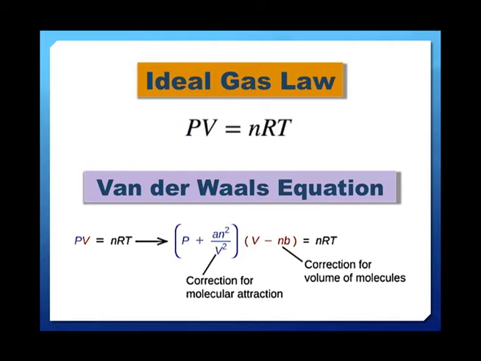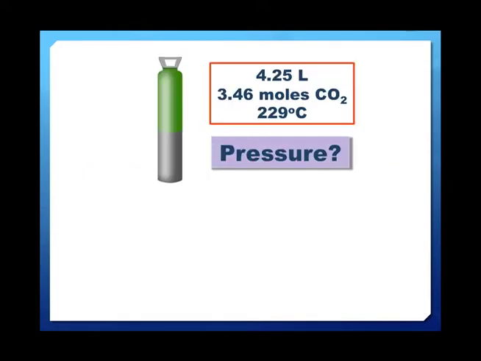But why don't we go ahead and do a calculation with each of these equations so we can really see the difference? Let's say we have a 4.25 liter container holding 3.46 moles of carbon dioxide at 229 degrees Celsius. What is the pressure of this sample?